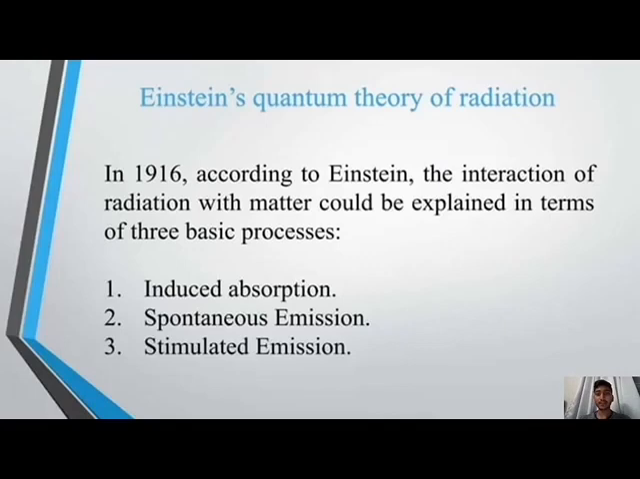Einstein's quantum theory of radiation. In 1916, according to Einstein, the interaction of radiation with matter could be explained in terms of three basic processes. First, induced absorption. Second, spontaneous emission. Third one is stimulated emission.